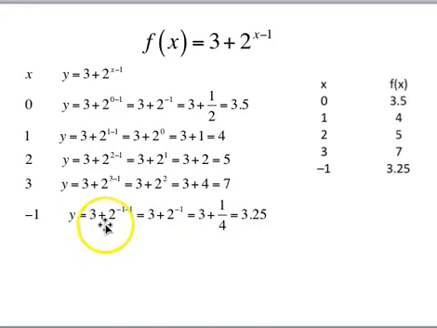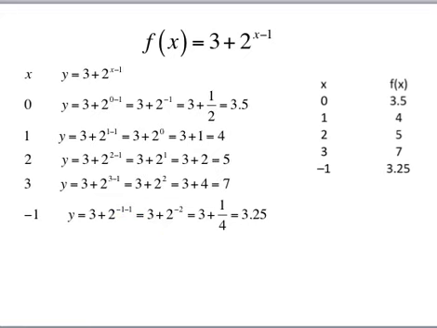-1. 3 plus 2 to the -1 minus 1. And that would be a mistake. So I'm stopping, going back, and fixing it. 2 to the -1 minus 1 is 2 to the -2, which is 1 over 2 squared, or 1/4. So 3 plus 1/4 is 3.25. So we've got all of these values: 0, 3.5, 1, 4, 2, 5, 3, 7, -1, 3.25.